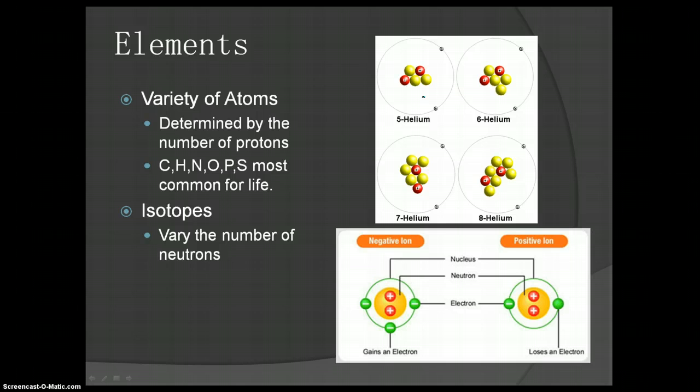That means that carbon has 6 protons. It has to, it's carbon. But it also has 8 neutrons, okay?